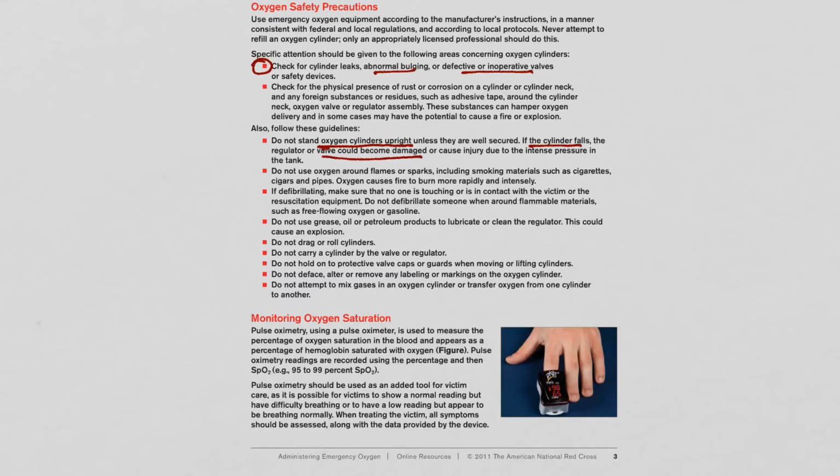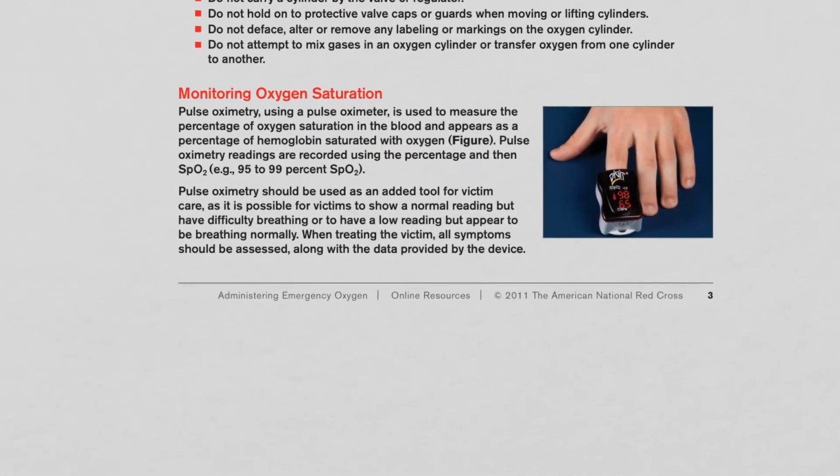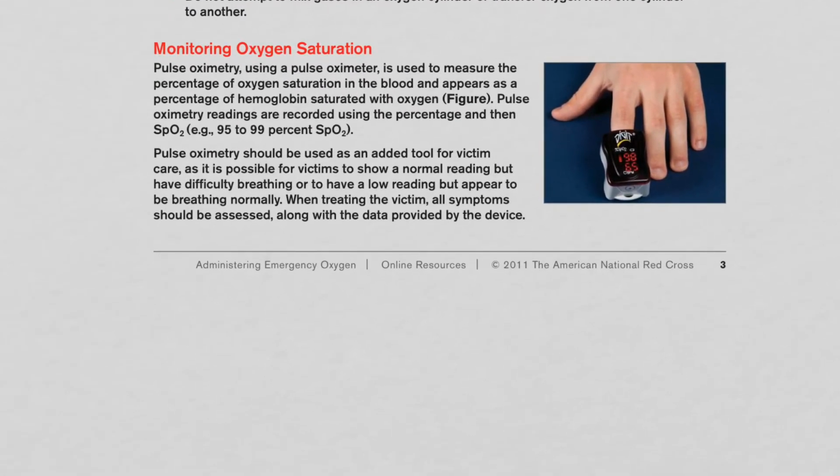I think this is kind of a no-brainer, but no smoking, flames, sparks, etc. when you're administering oxygen. I don't think we'll encounter a situation where we have smoking patients, but in the event that we do, it should be a no during the actual treatment. These other things I'll allow you to read for yourself, but those are the key items I wanted to hit here. And then another big item is monitoring oxygen saturation.